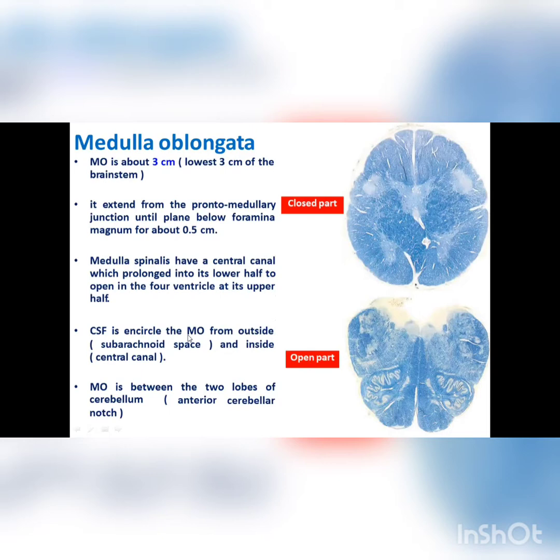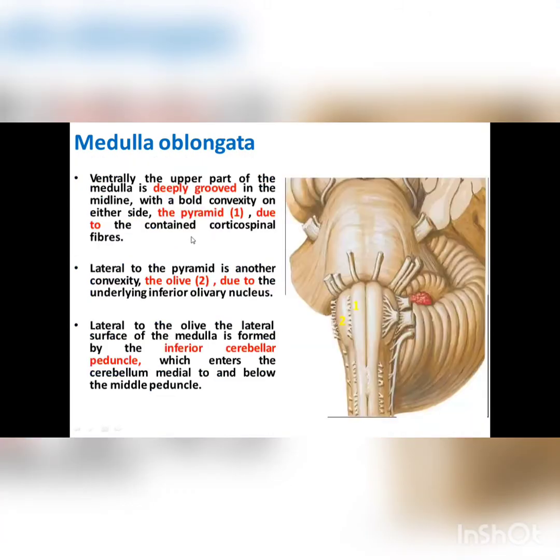CSF encircles the medulla oblongata from outside, that is the subarachnoid space, and inside, the central canal. Medulla oblongata lies between the two lobes of the cerebellum. So this we have seen already. We have the pyramid, which is produced by corticospinal fibers. Then we have the olive, which is produced by the underlying inferior olivary nucleus. Then lateral to it, we have the inferior cerebellar peduncle, which enters the cerebellum medial to and below the middle peduncle.